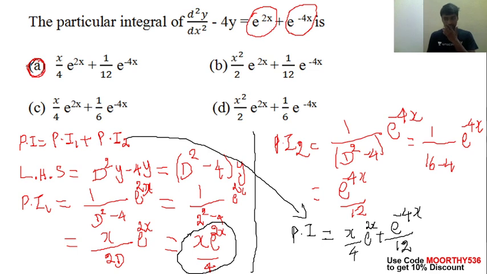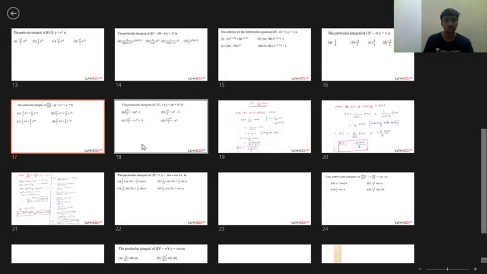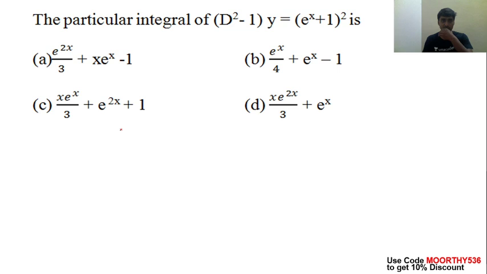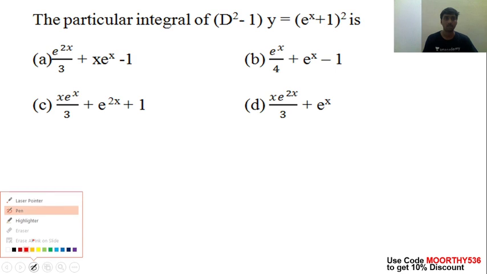Next we are moving to the next question, as per the e power ax format. Yes, the last practice question in the category of e power ax. The particular integral of D square minus 1 into y is equal to e power x plus 1 the whole square is. What is the answer for the given question?